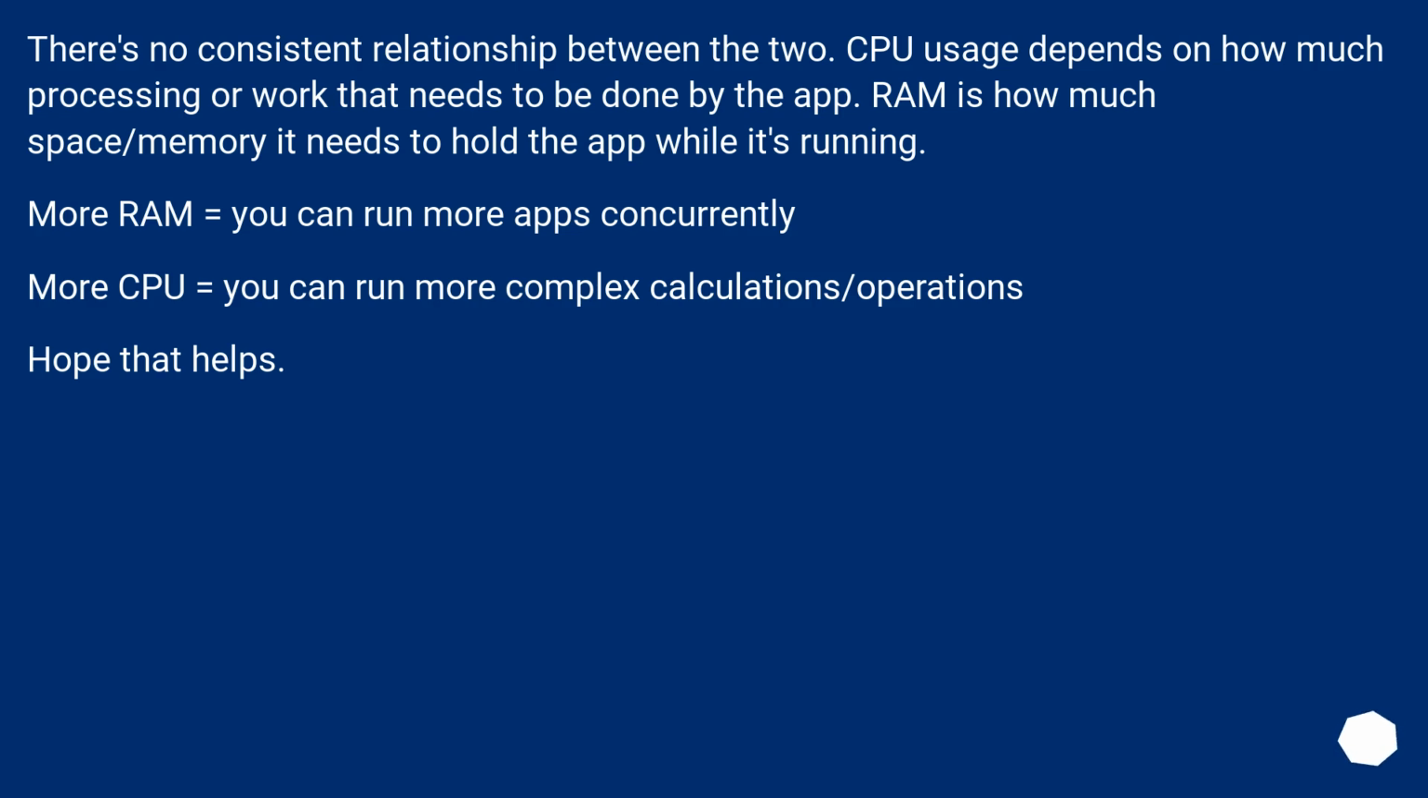There's no consistent relationship between the two. CPU usage depends on how much processing or work needs to be done by the app. RAM is how much space/memory it needs to hold the app while it's running. More RAM means you can run more apps concurrently. More CPU means you can run more complex calculations/operations. Hope that helps.